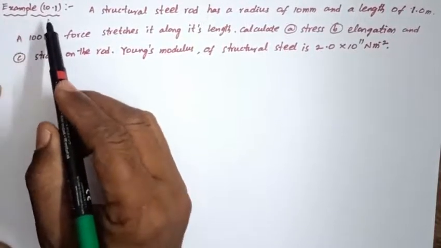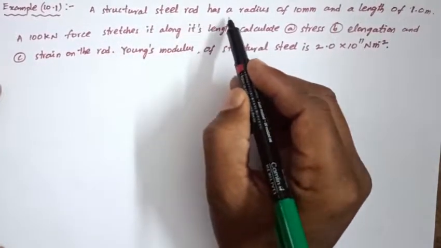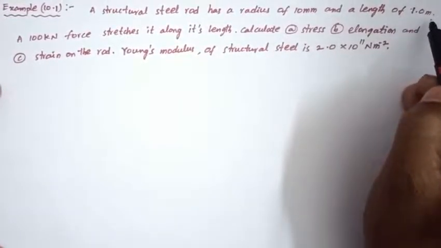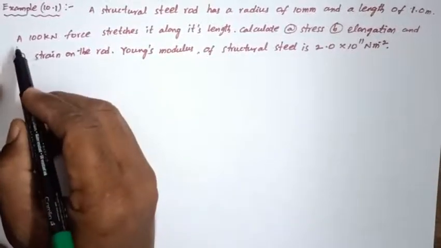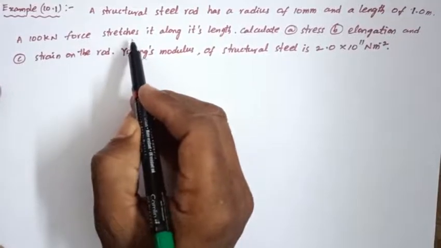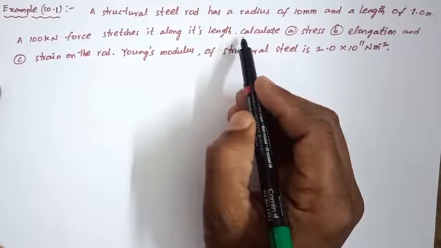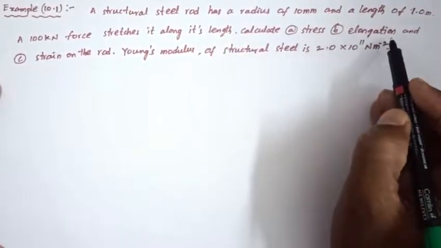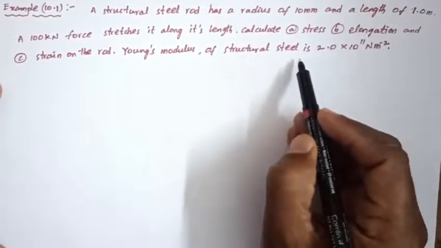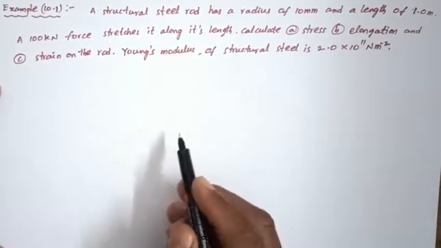Okay, example number 10.1. A structural steel rod has a radius of 10 millimeters and a length of 1.0 meter. A 100 kilonewton force stretches it along its length. So calculate the stress, elongation and strain on the rod. Young's modulus of structural steel is given as 2.0 into 10 to the power of 11 Newton per meter square.